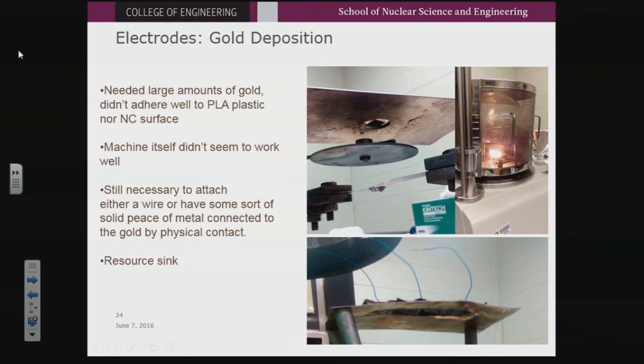But unfortunately, we needed large amounts of gold. It didn't adhere well to the PLA plastic, which I'll talk about, nor the NC surface itself. The machine itself didn't seem to work well, and even if it had worked well, which it didn't, it's still necessary to attach something physically to the gold, and that introduces noise. Unfortunately, it turned out to be a resource sink: money, energy, and unfortunately time, being the most valuable resource in this experiment. You have to schedule time on this machine, so it took up some time.